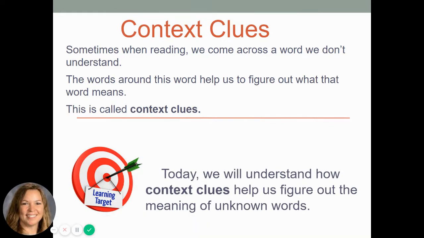Sometimes when reading, we come across a word we don't understand. The words around this word help us to figure out what that word means. This is called context clues. Today we will understand how context clues help us figure out the meaning of an unknown word.